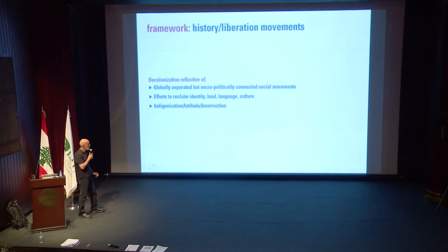The liberation movements of the 60s and 70s, they were globally separated. They didn't have the internet. They didn't have a way to connect with each other. But there was intersection. If I think of something like the Lotus magazine, the Afro-Asian Writers Association, for example, I'll show some examples later of intersection between activist movements around the world. The basis for the liberation movements, efforts to reclaim identity, land, language, culture, but not in a nationalistic way, in the sense of we are isolated from the world, but in a way of bridging and organizing with other people. And we have terms that I like to use, such as indigenization, intifada, insurrection.